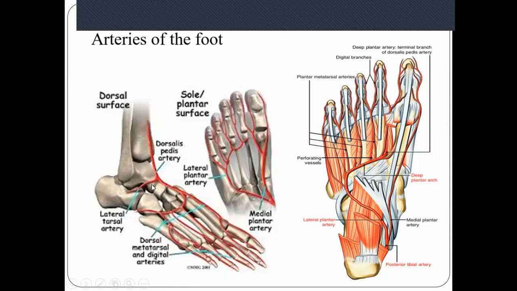At the ankle joint, it is medially related to the tendon of the extensor hallucis longus and laterally related to the extensor digitorum longus tendon and the terminal part of the deep peroneal nerve.